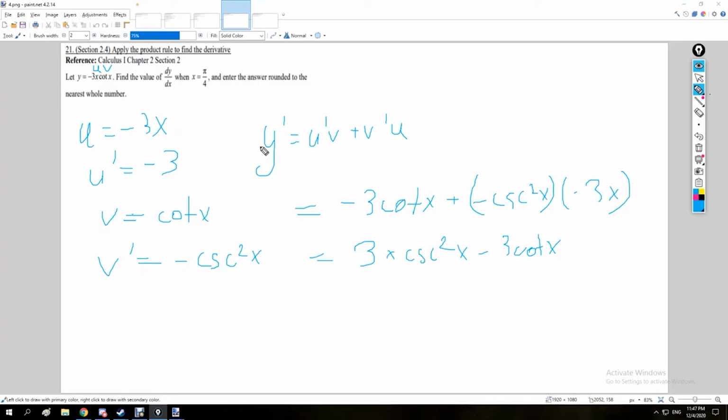Okay, so after substituting into the calculator, we get 1.712, but we want our answer rounded to the nearest whole number, so we're simply going to round to 2, and that is the answer for number 21.